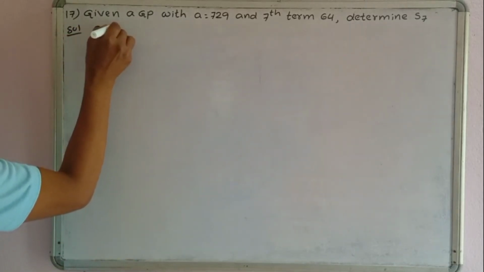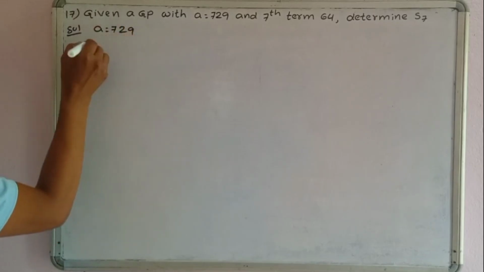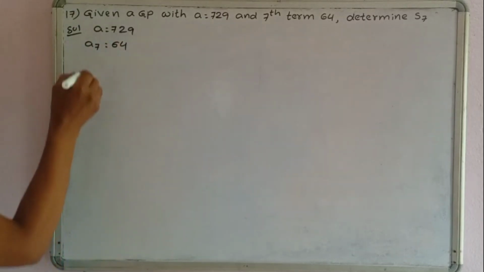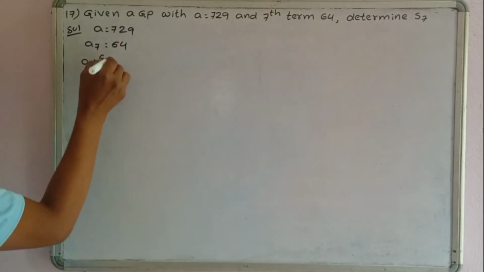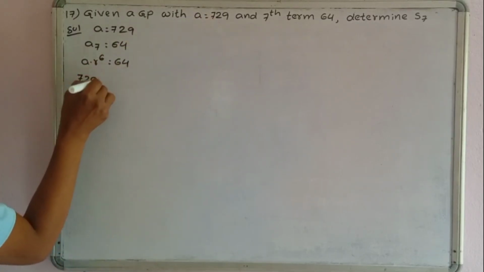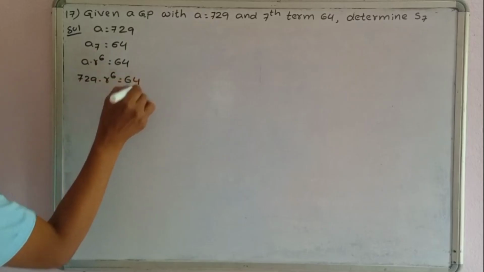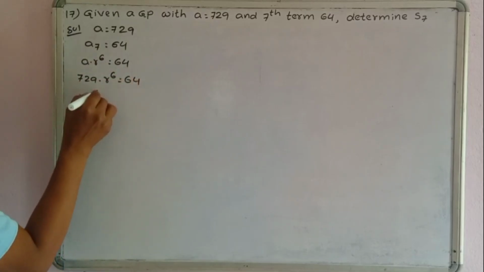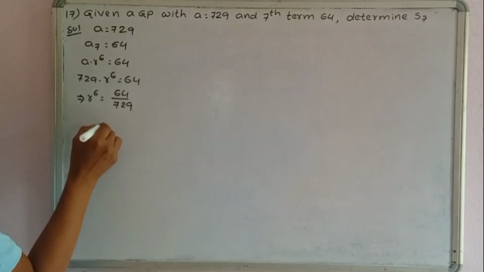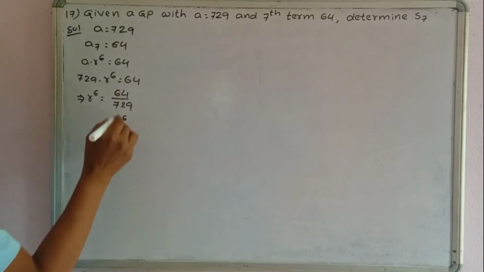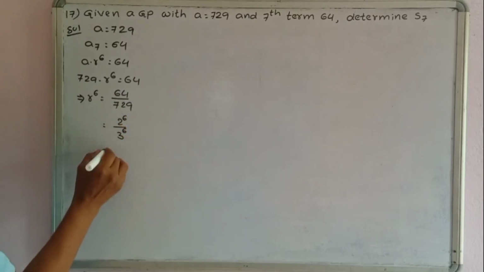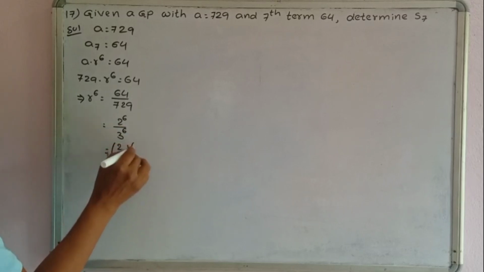Given a equals 729 and a7 is given. What is the value of a7? 64. The a7 formula is a into r power 6 equals 64. So 729 into r power 6 equals 64. So r power 6 equals 64 over 729. 64 can be written as 2 power 6, and 729 can be written as 3 power 6. So 2 power 6 by 3 power 6 is (2 by 3) whole power 6.